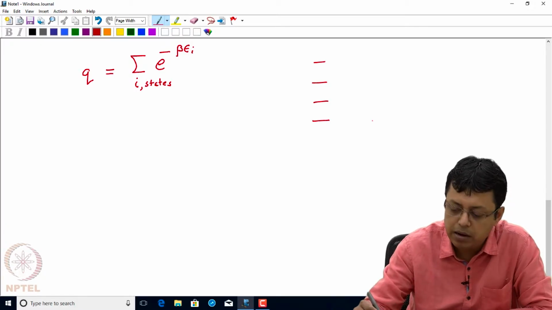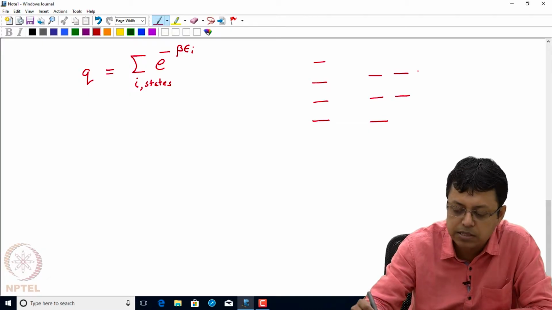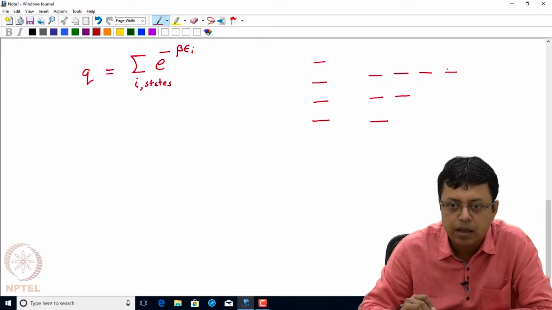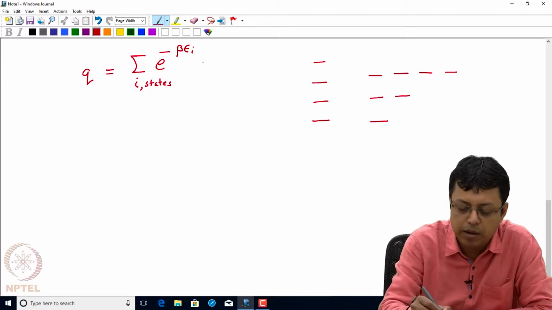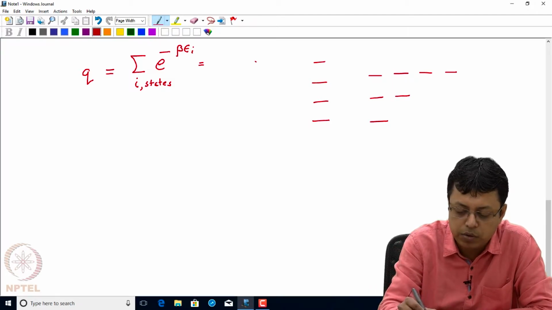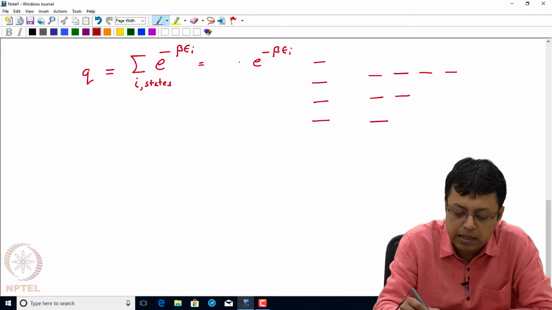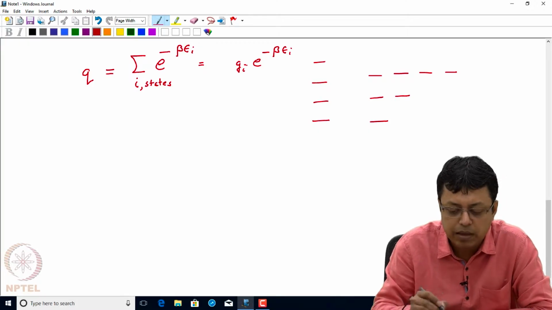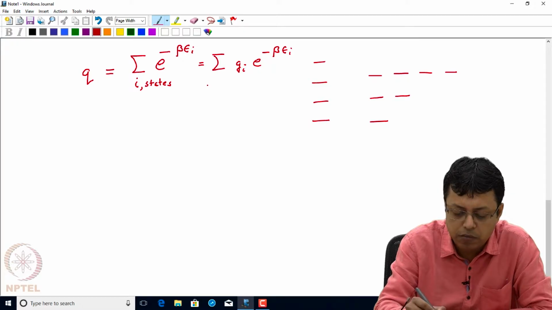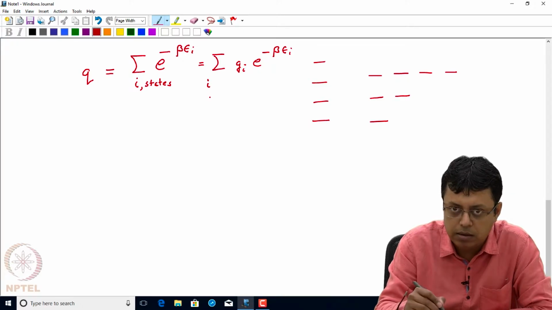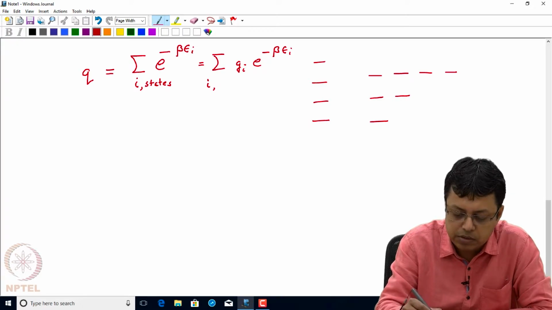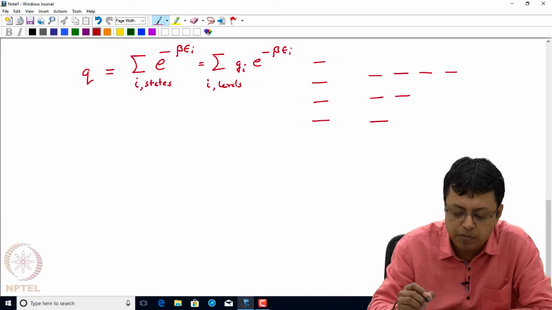However, you may encounter a situation where you have some degeneracy for the states, and then we have to be very careful. What we do is take this number, e to the power minus beta epsilon i, the Boltzmann factor, multiply it by the degeneracy of that state, and then take the sum over all the energy levels. So in this case, it is actually the sum over levels.